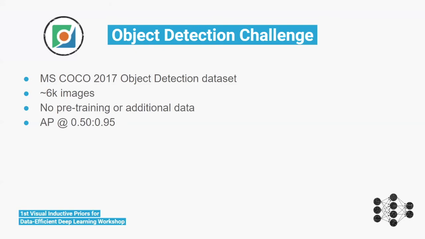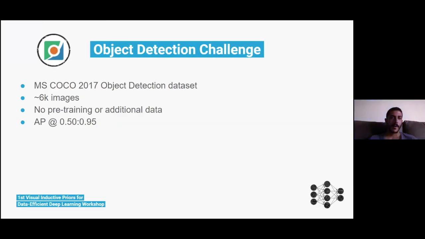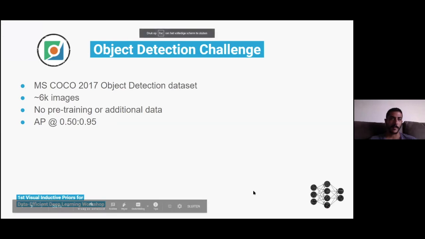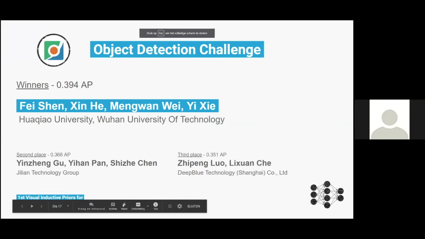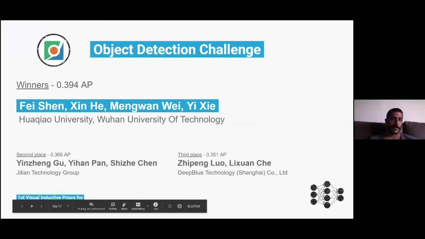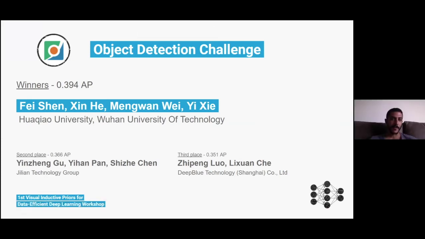Marcos, are you there? Sorry, my mic was muted. So for this challenge, we reduced the COCO dataset for object detection, and we used the AP metric. The winners are from Hyokao University and Wuhan University. Sorry for my pronunciation, and we're going to see their work.